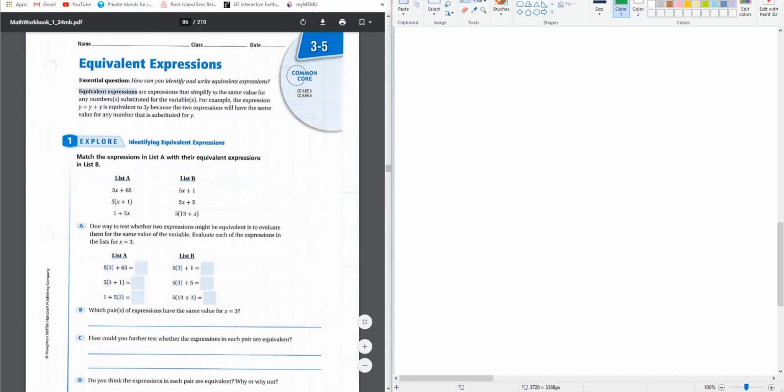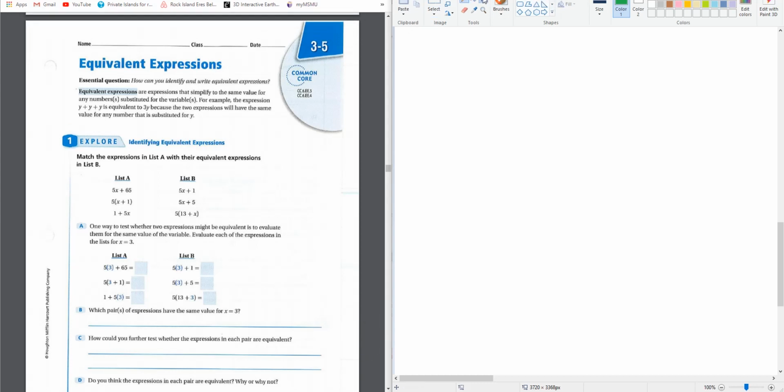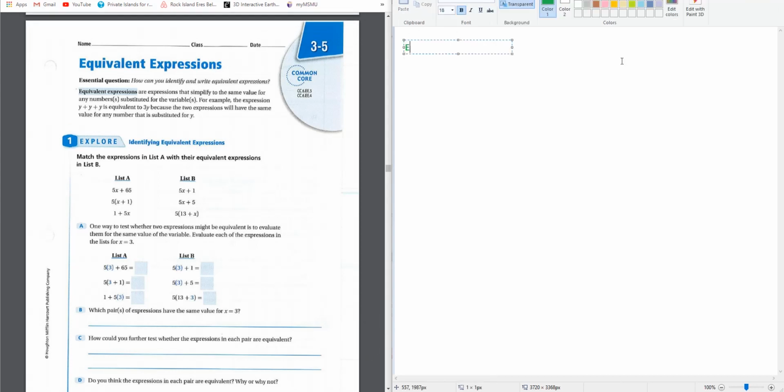Now, equivalent expressions, let me find my little tool here. Now it says here, equivalent expressions are expressions that simplify to the same value for any numbers that are substituted for the variables. What that pretty much means is, these are expressions that will have the same value if given the same numbers for the variables.